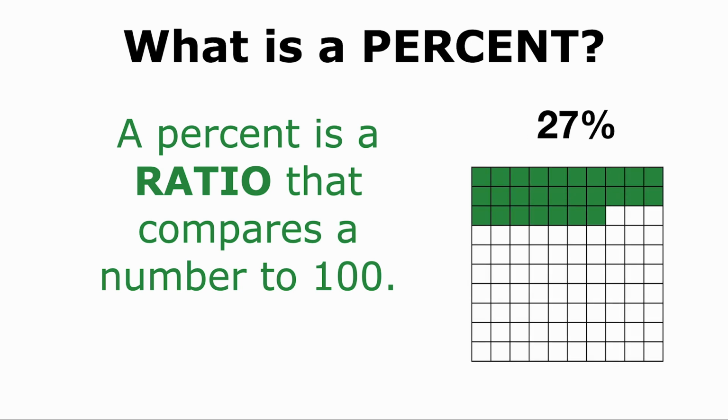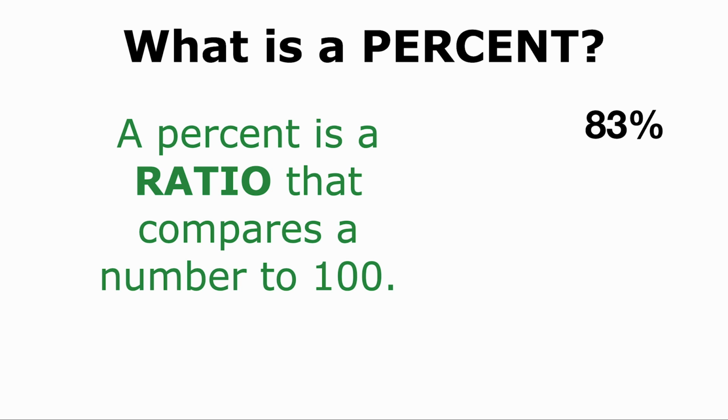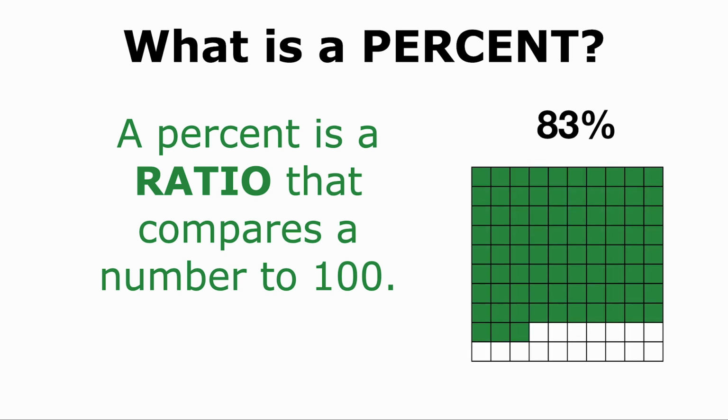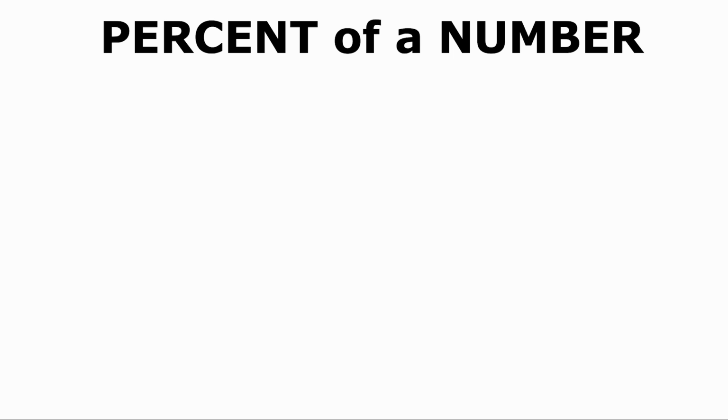You can see that visually by these 27 boxes shaded in out of the 100 total boxes. Or another example, 83%, you see 83 boxes shaded in out of the 100 total boxes. So now that we remember what a percent is, let's ask ourselves how we can find a percent of a number, and why might we need to do this?